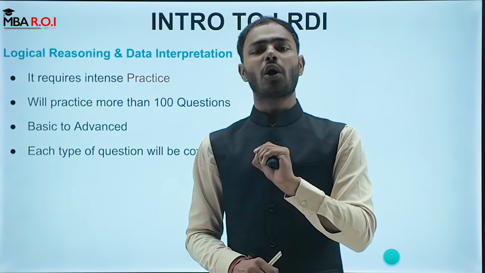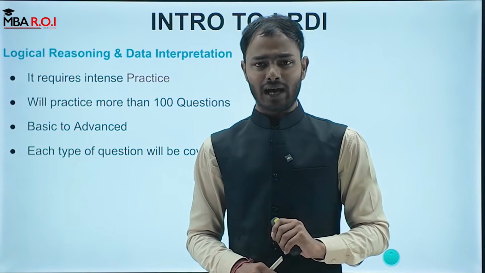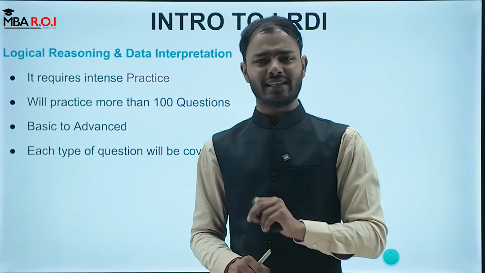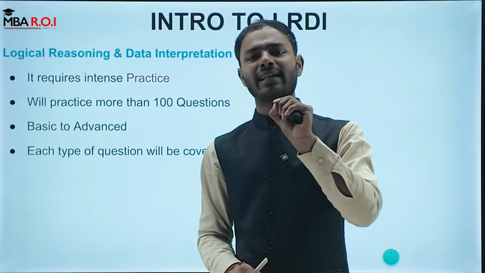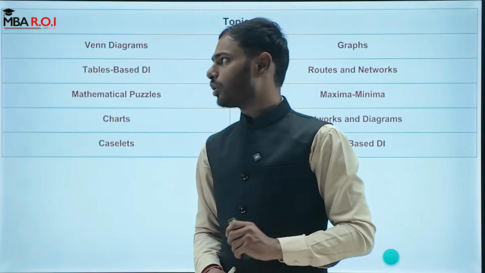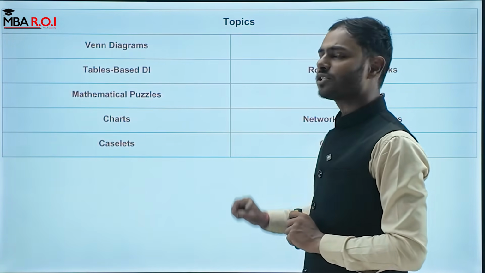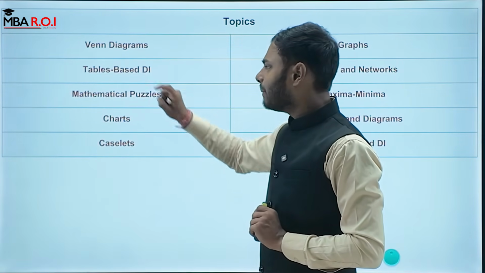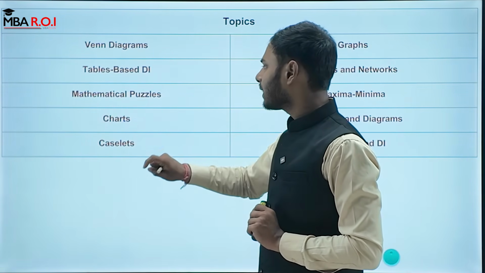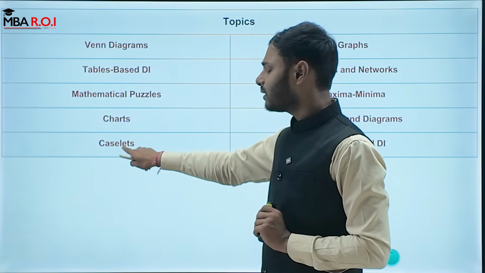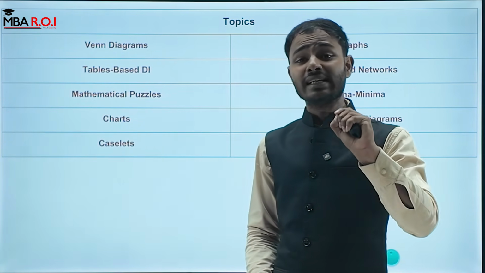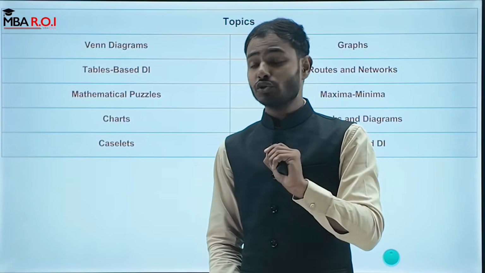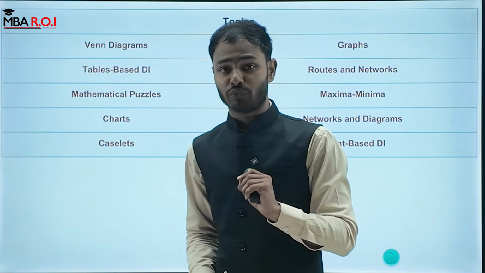So now let's talk about the syllabus of DI and LR. Now the DI-LR syllabus, you can categorize in 2 different sections. One will be DI and the second one will be LR. So now let's talk about the syllabus of DI. In DI you will have Venn diagrams, table based DI questions, mathematical puzzles, chart based questions, caselets. Now in recent CAT exams, these caselet questions are very much important. So we are going to focus more on these types of questions.